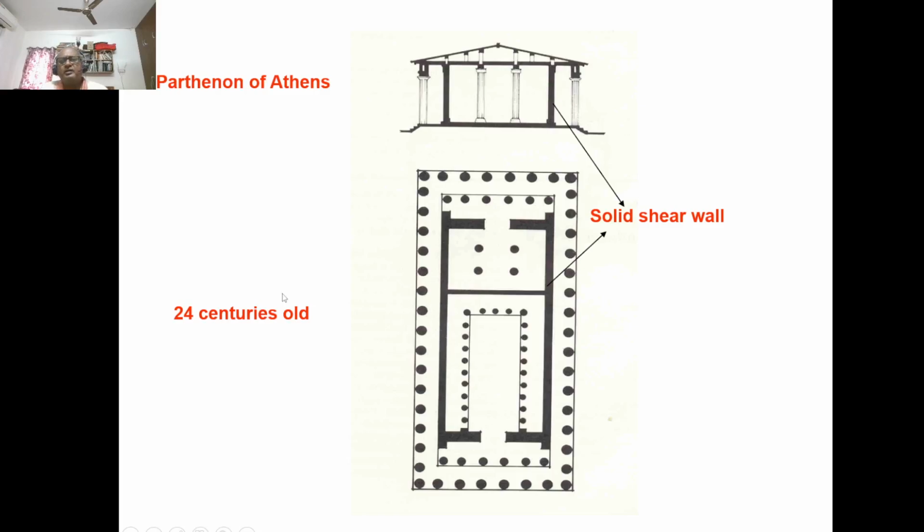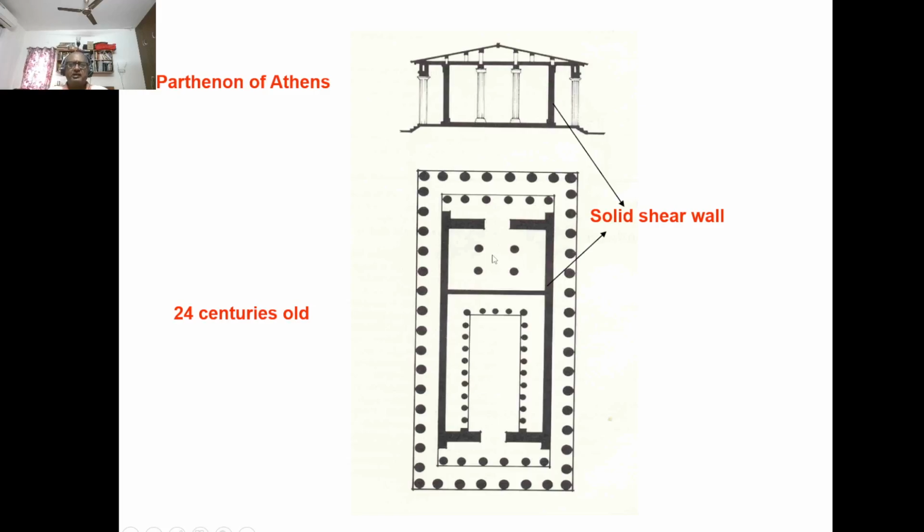Coming to olden times, buildings of 24 centuries old, you have monuments, all that. What they have done is they have large solid shear walls here and there, and the pillar size also is very large. So they have designed earthquake proof. For example, this is the Parthenon of Athens. So earthquake proof by increasing the size, massive building. Let me say it is a massive building or rigid building as the case may be.